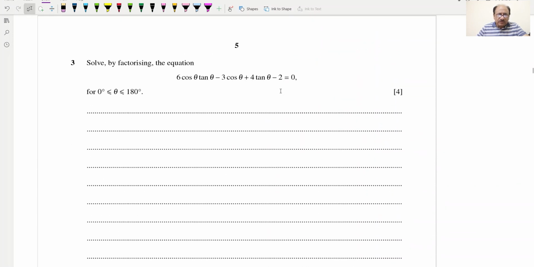Now we can move to question number 3. Question number 3 says solve by factorizing the following. So by factorization, and the range is provided, and this is a 4-mark question. So basically we can take common from this one and this one.